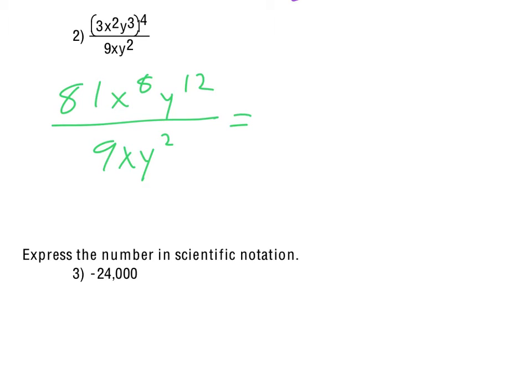From there, we just divide the 2 out, so 81 divided by 9 is 9. X to the 8th over x to the first power, we subtract the 1 from the 8, we get x to the 7th. And y to the 12th over y to the 2nd, we subtract the 2 from the 12, we get y to the 10th.